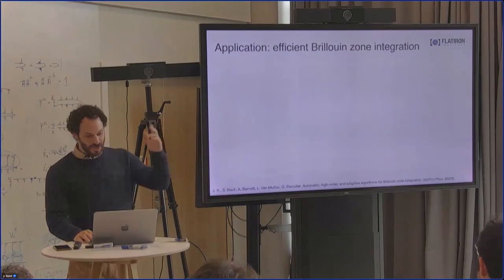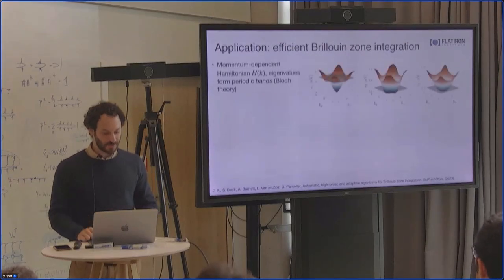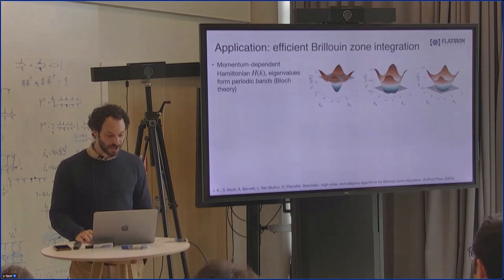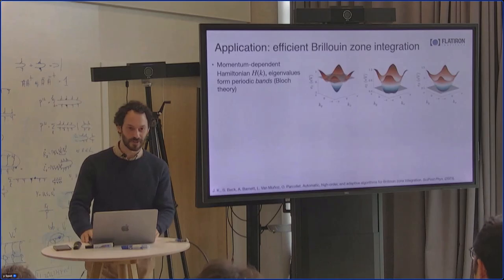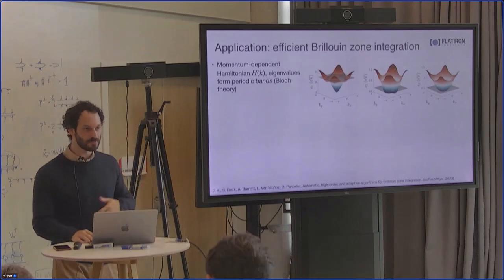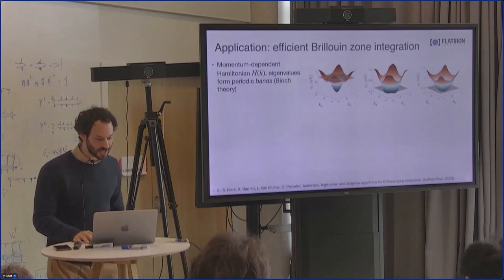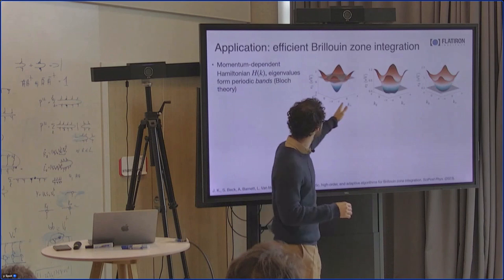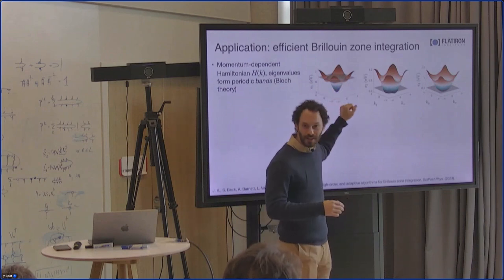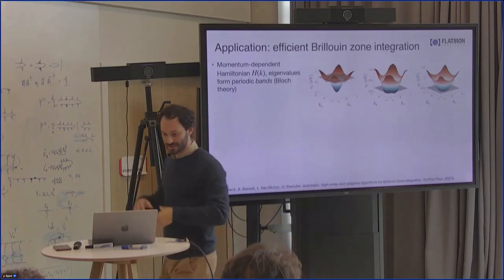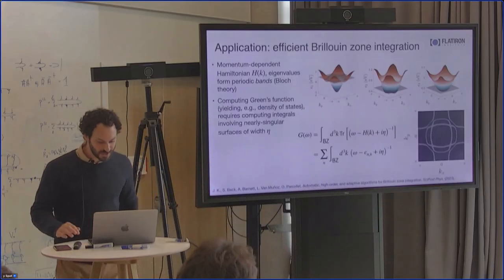Okay, so let me tell you about an application from physics, which is Brillouin zone integration. We know from Bloch theory that if we want to solve the Schrodinger equation in a periodic potential, we can write down a momentum-dependent Hamiltonian H of k, and we get the eigenvalues as a function of k, forming these periodic bands. Here I've shown the bands for a 3x3 Hamiltonian. This is how you get band structures in physics.